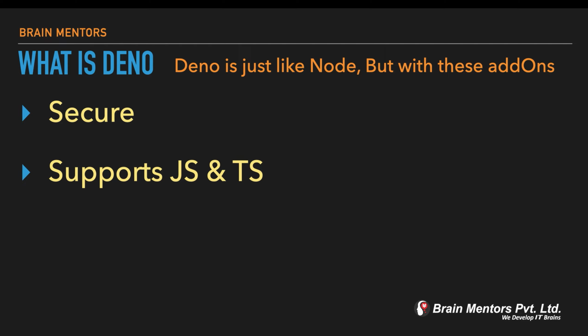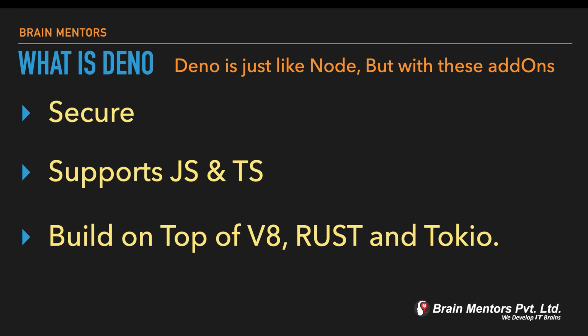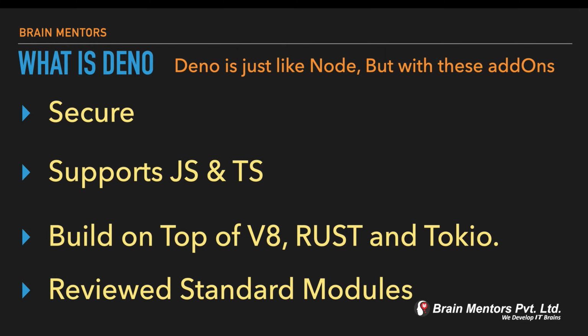Deno has support for JavaScript and TypeScript. You can write both JavaScript and TypeScript. It is built on top of V8, Rust and Tokio. Its runtime environment is based on the V8 engine. Deno is written in the Rust language instead of C++ like Node.js, and built with the Tokio library for the event loop for asynchronous stuff. Earlier, Node used the libuv event loop for asynchronous stuff. It has standard modules that are reviewed.